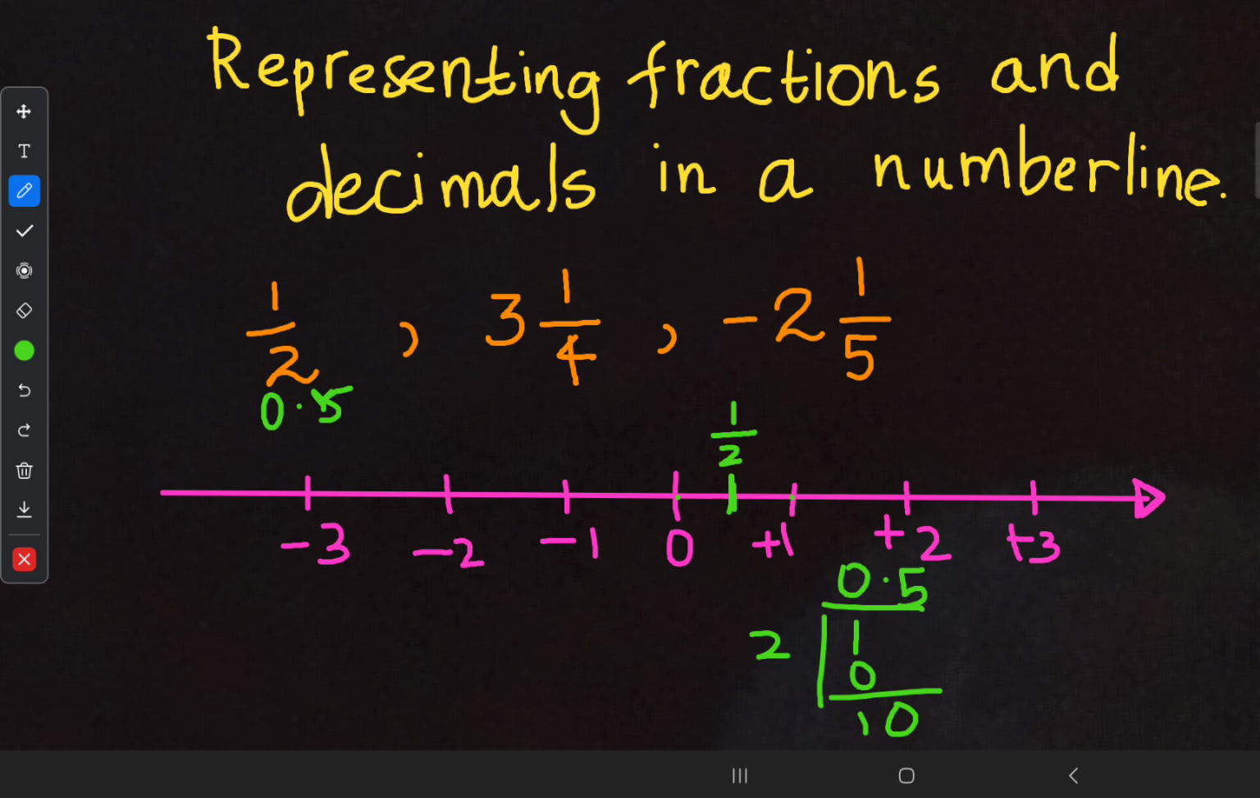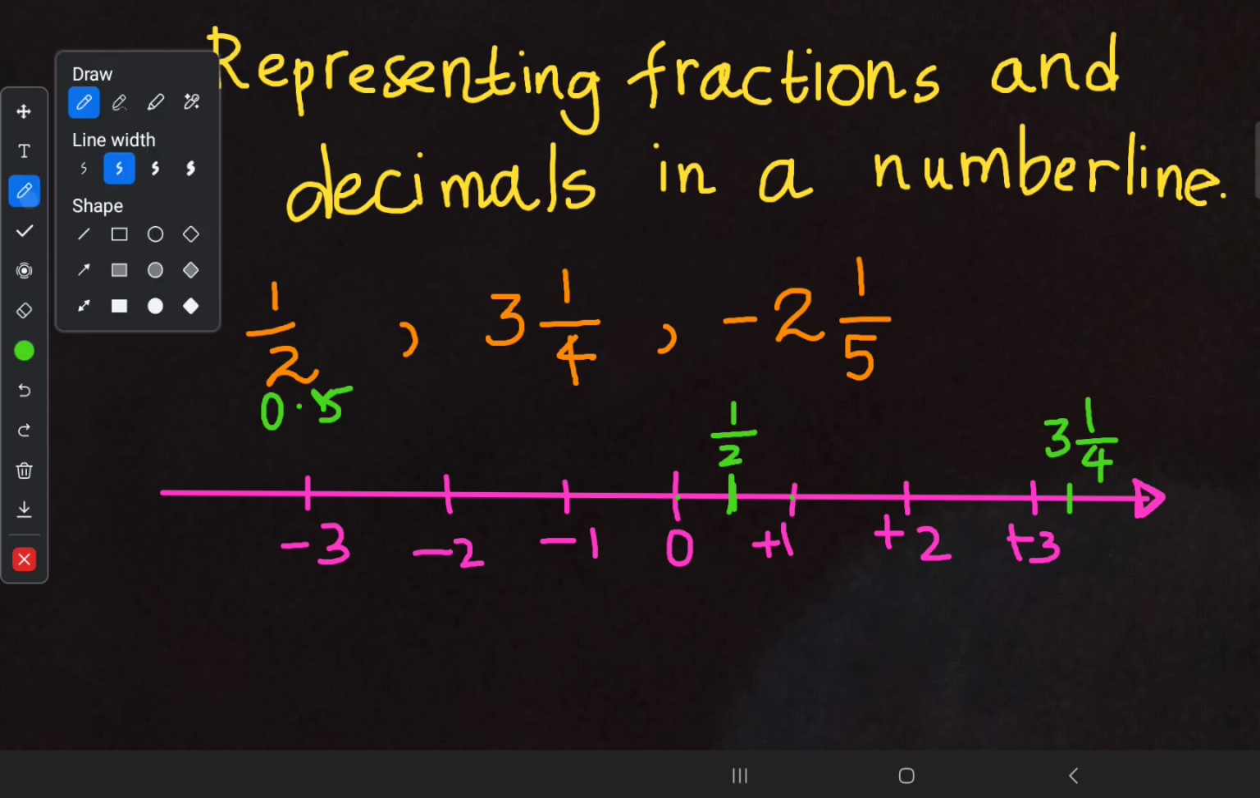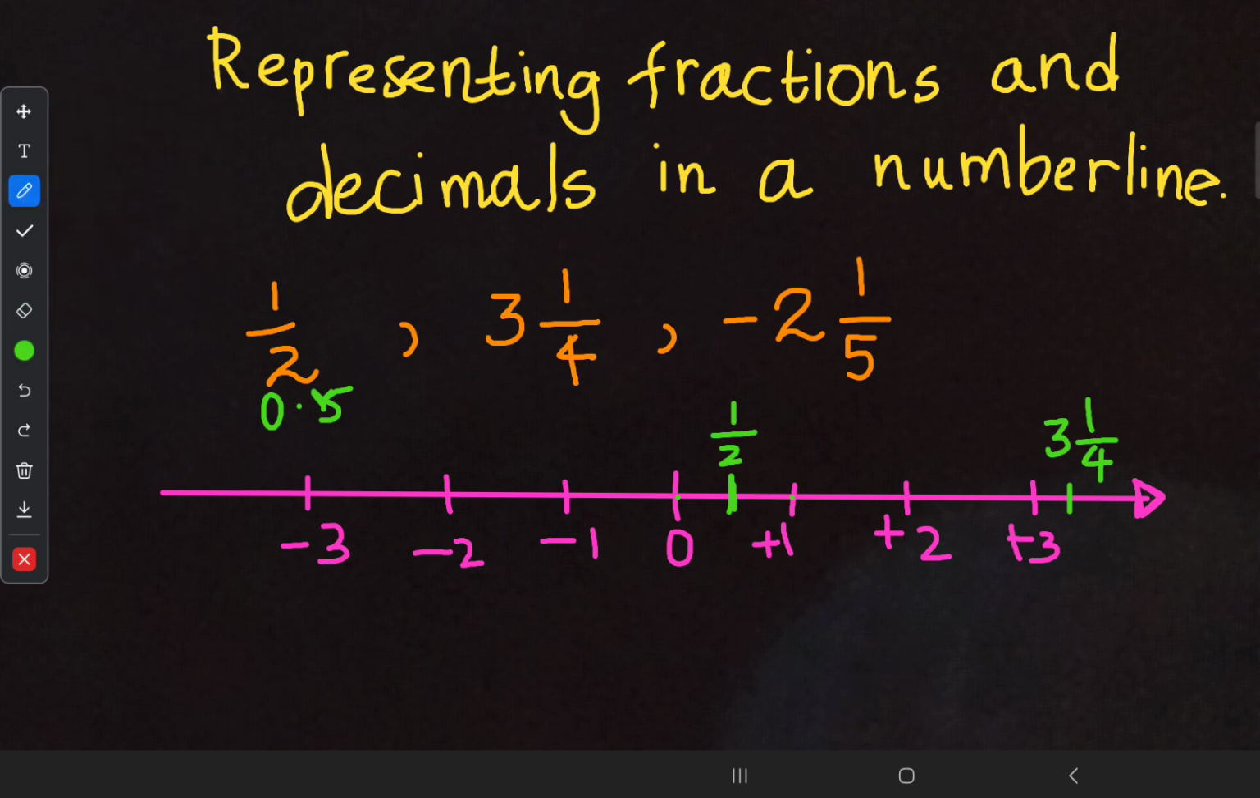3 with a quarter means that it should be somewhere greater than 3. With 3, we have to add 1 upon 4. Here we are dealing with comparative values. No need to find the exact value. You have to get the comparative value. 3 and a quarter is somewhat greater than 3.